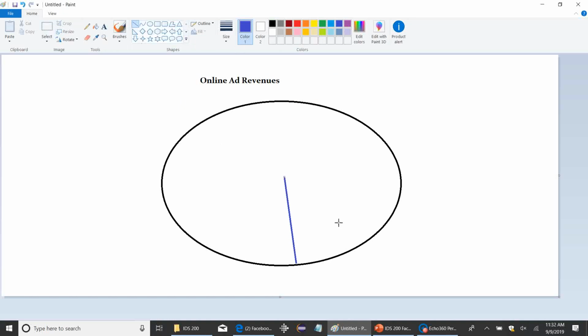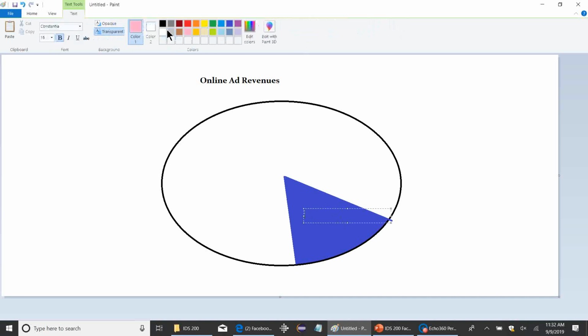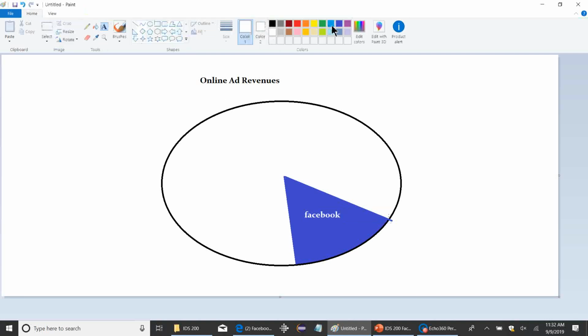So this wedge, and this is pretty close to true, right? See if I can fill that. Okay. Well, I'll do it with white and we'll look. This wedge is Facebook. All right.